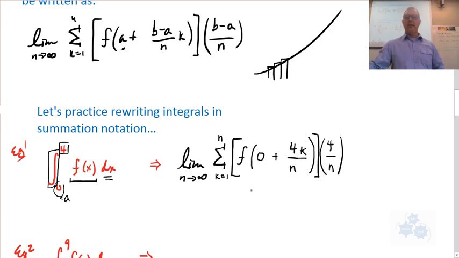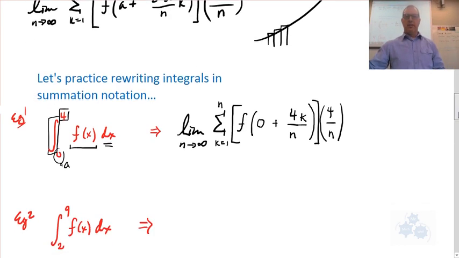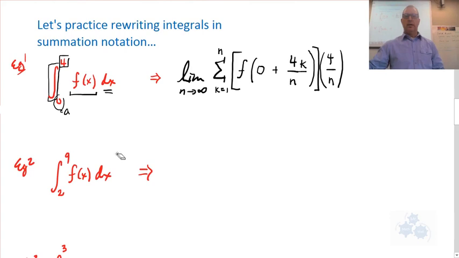Does anyone have any questions about that? I'll answer one obvious question. Yes, you could just write this as f of 4k over n. You don't have to put the 0 plus, but just for teaching you how this works, let's follow the pattern, okay? All right, let's do another one. The second one here is an integral from 2 to 9. So for the integral, we have to write the limit as n approaches infinity of the sum k equals 1 to n.